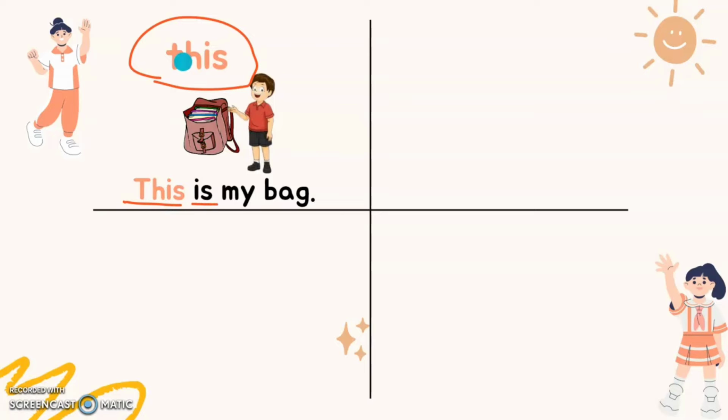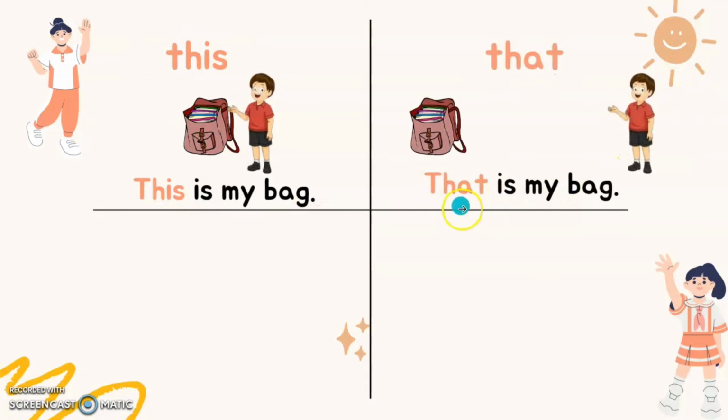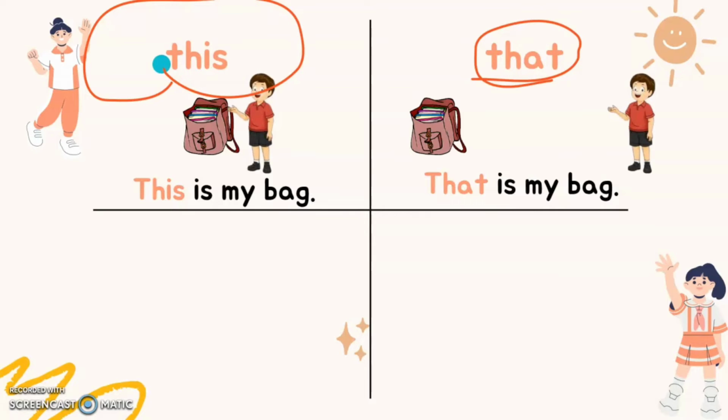Our verb is "is," and our object is "bag." This is my bag. Sa illustration, madali nyong ma-identify yung difference niya. Ito, singular tong "this." Itong "this" na to ay singular. Ito namang isa, "that" naman to. Ang pinagkaiba naman niya ay pag "that," malayo sa speaker.